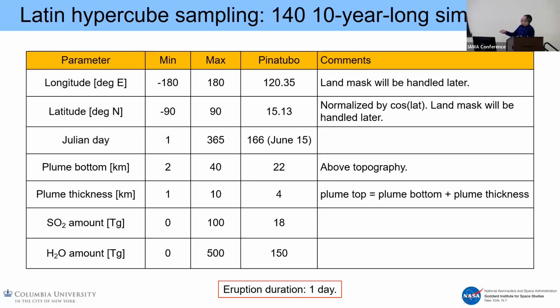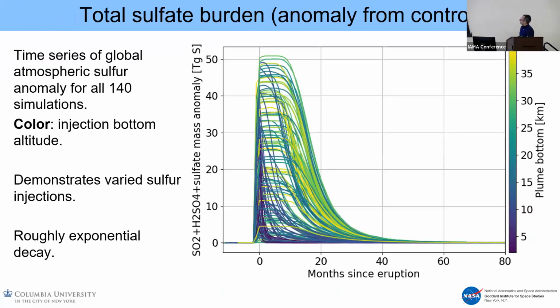and some range that goes from like 2 kilometers over the crater of the volcano up to 40 kilometers for the plume bottom, and plus a 10, like throughout the stratosphere in practice. And then SO2 amounts from practically nothing to 100, and the water amounts from practically nothing to 500. And I have Pinatubo here as a reference. And I want to mention this part here, that the plume top is correlated with the plume bottom and the plume thickness. And I need you to remember that for next slides. So just to see what happens in bulk, these are all the 140 simulations we have done.